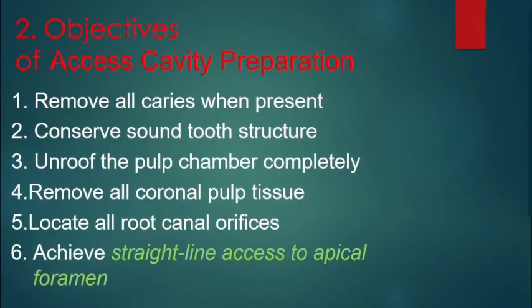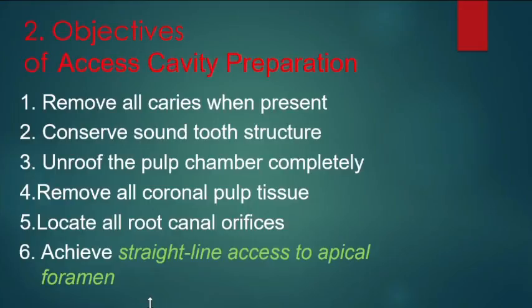Okay, now let me talk about the six points that were listed by Cohen's in detail. First of all, removing all caries and defective fillings. Why should we remove caries and defective fillings when we are preparing an access cavity? Actually, this is to eliminate mechanically as many bacteria as possible, which can leak into the prepared cavity and from there into the periapical area.